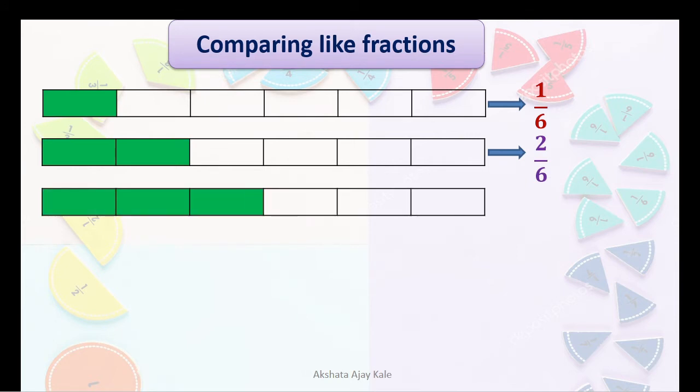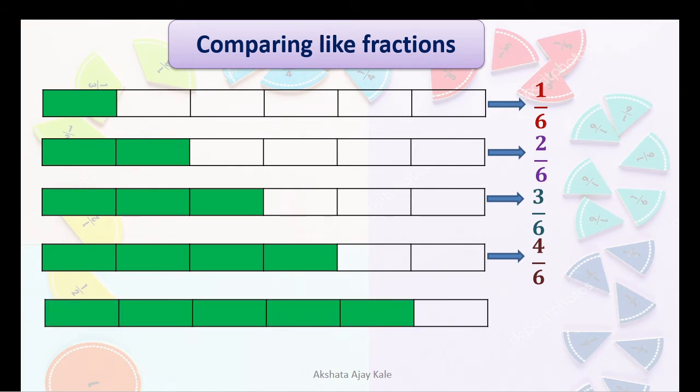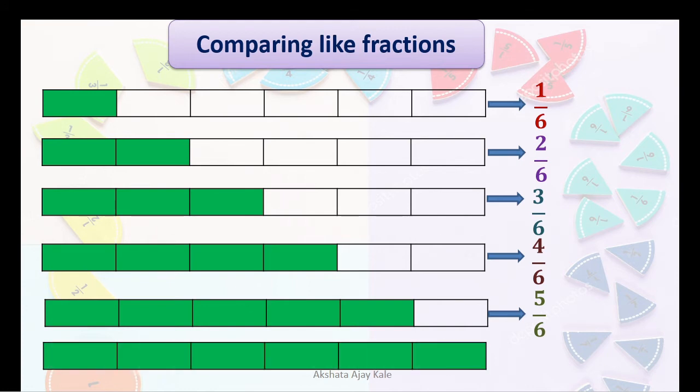Next one. Same 6 parts are there. Out of them 3 parts are shaded. We will compare all these. Next again 6 parts. Out of them 4 parts are colored. So 4 upon 6. In the next one, again 6 parts are there. Out of them 5 parts are colored. Right? Next one, 6 parts are there and all the 6 parts are colored.